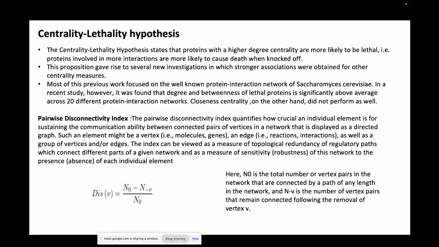So ideally, if you have a very robust network, you should be able to bypass removal of a few nodes and vertices, and your disconnectivity index should be lower. Right? It's a very simple intuition to understand.